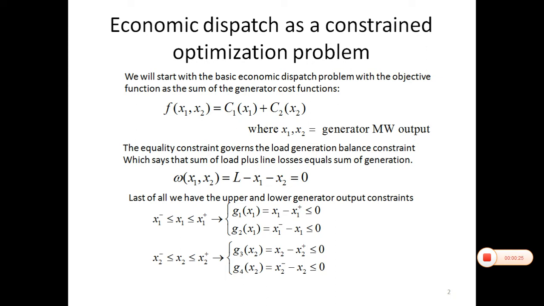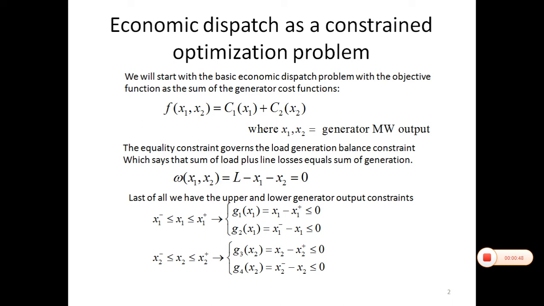C1 will be a function of independent variable x1, and C2 is another cost function which will be a function of another independent variable x2. So x1 and x2 will actually be your generator megawatt output, which we will further discuss in proceeding lectures.